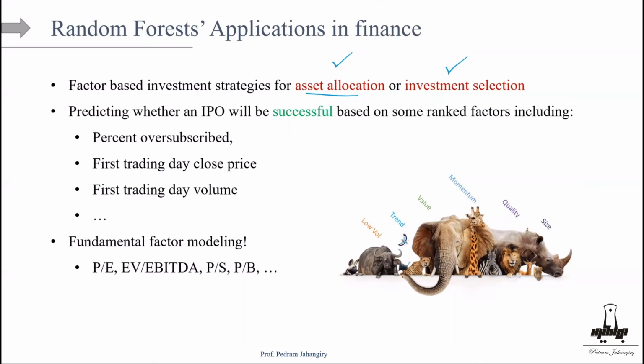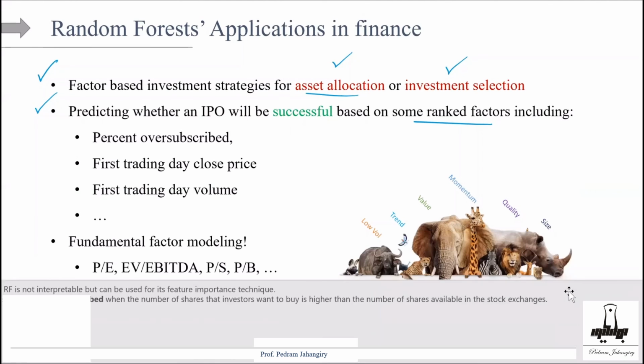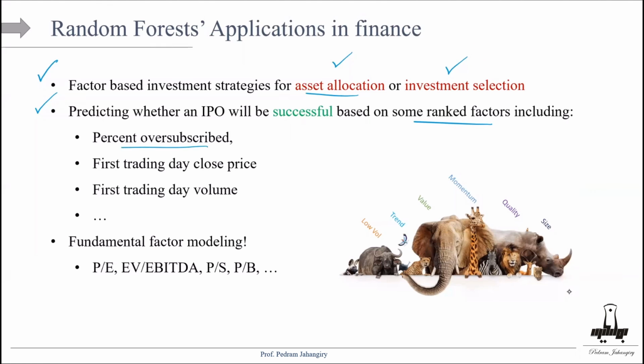And we can also do the same for investment selection. Then another example is predicting whether an IPO will be successful or not based on some ranked factors, right? So what are the ranked factors? For example, we want to look at the previous IPOs and see what was the percentage oversubscribed. We say an initial public offering is oversubscribed when the number of shares that investors are requesting is more than the shares offered. So if the percent oversubscribed is higher, it means that the IPO is more attractive, right?